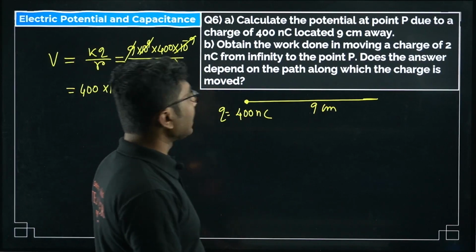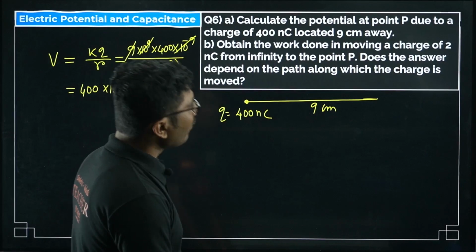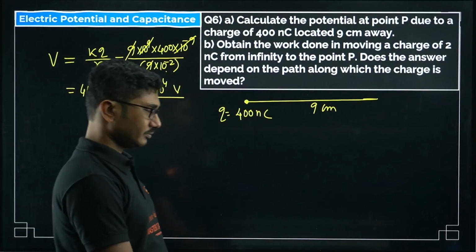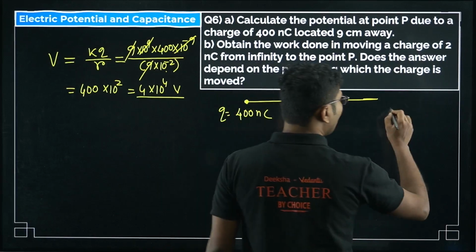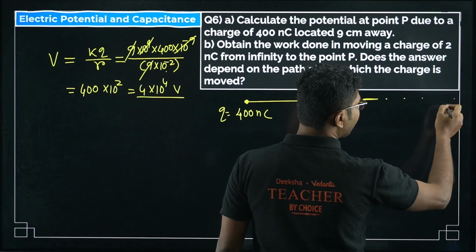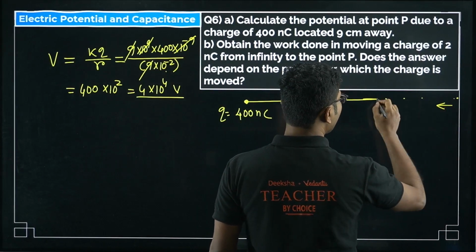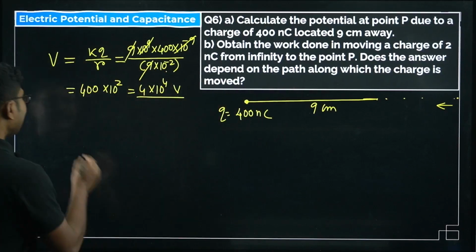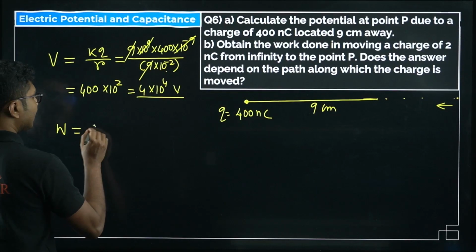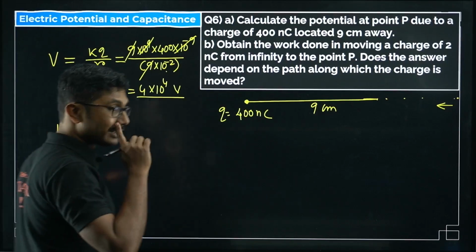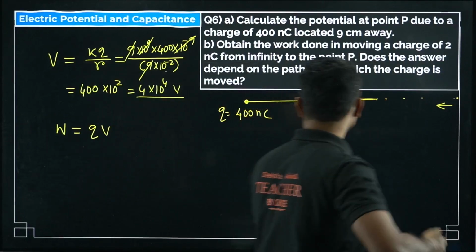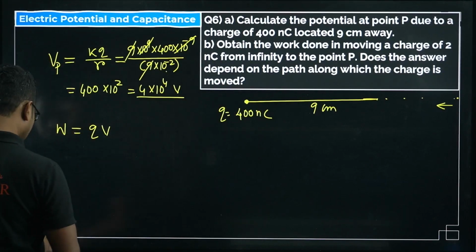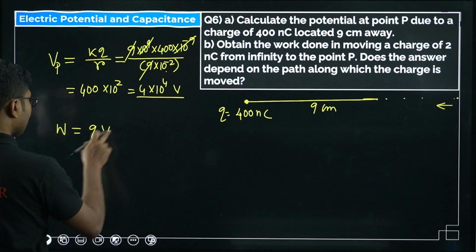Obtain the work done in moving a charge of 2 nanocoulomb from infinity to that point P. Okay, now you have a charge located at infinity, and you are trying to bring that charge from here to here, and they asked you what will be the work done. The work done is basically given by charge times the potential at that point. Okay, or potential difference basically. The ideal formula should be potential difference.